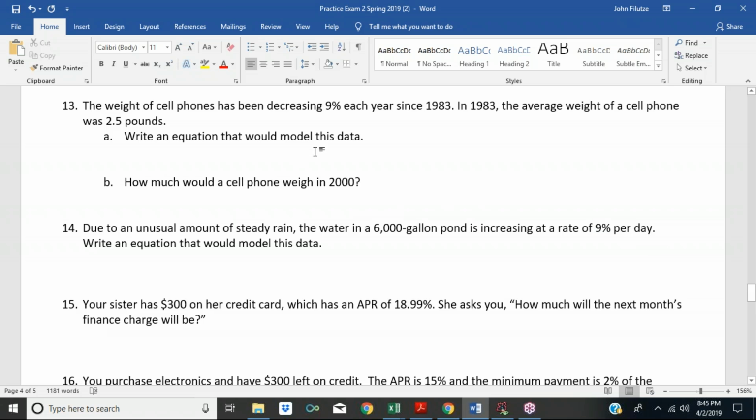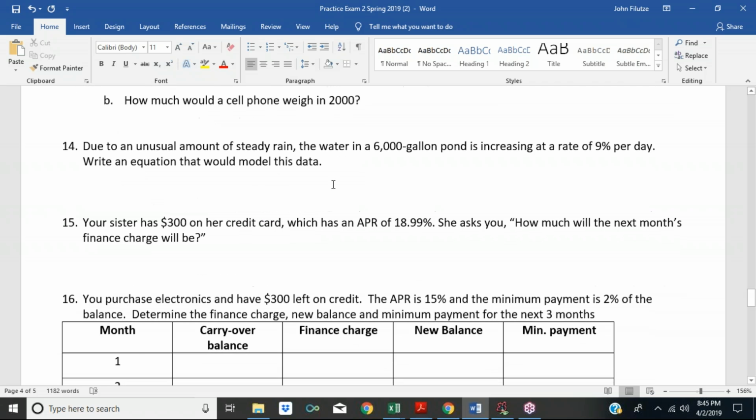And this one, same idea. I'll just write the equation here. A equals the cell phone weighed 2.5 pounds, and then it's decreasing by 9%, so it's 0.91 to the t power. Number 14, that's going to be 6,000 times, it's increasing, so it's going to be times 1.09 to the t power.